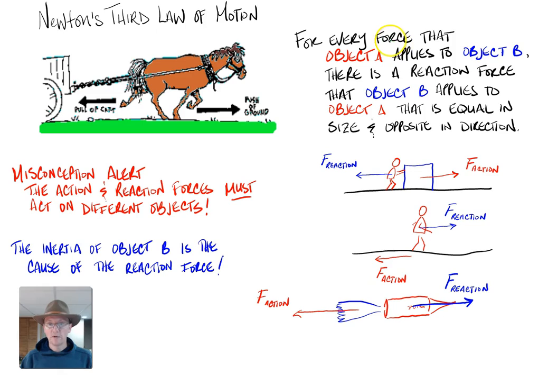For every force that object A applies to object B, okay, now you see I'm making it specific. Okay, so object A is applying a force to object B. What happens? There is a reaction force that object B applies back to object A that is equal in size and opposite in direction. So let's take a look at a couple of situations here.